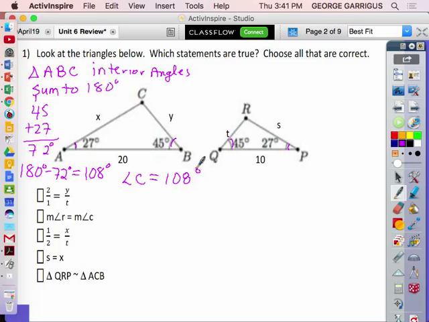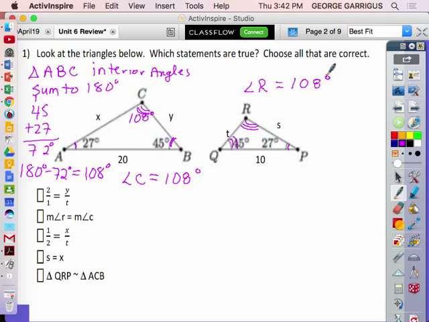Now I'm going to check if that sounds right. I look at this angle here at C, and it's obtuse. It's more than 90 degrees, so 108 degrees makes sense. So if these two angles of A and B are the same as Q and P, then the third angle, because all triangles add up to 180, angle R, is equal to 108 degrees also. So let's look at these statements.